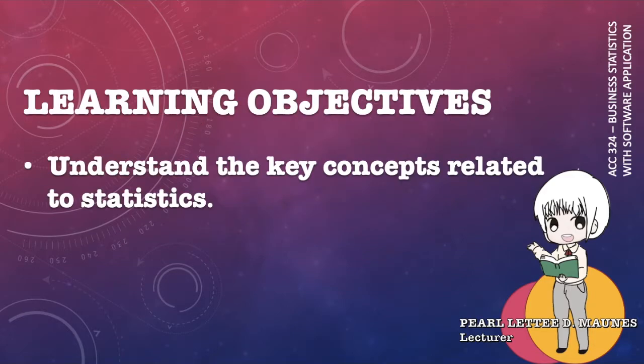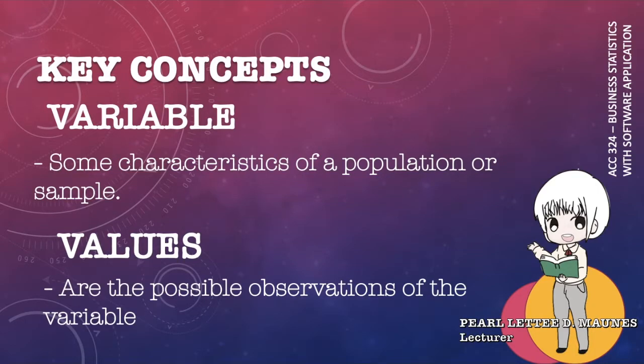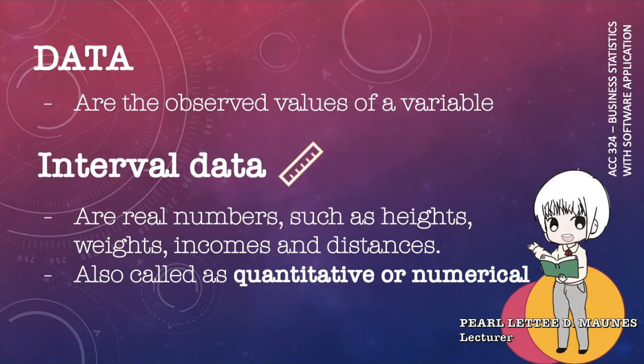So our learning objective is still the same, to understand the key concepts related to statistics. So we have here the variable. Variables are some characteristics of a population or a sample. Values are the possible observations of the variable, and data are the observed values of a variable. Now we have types of data.